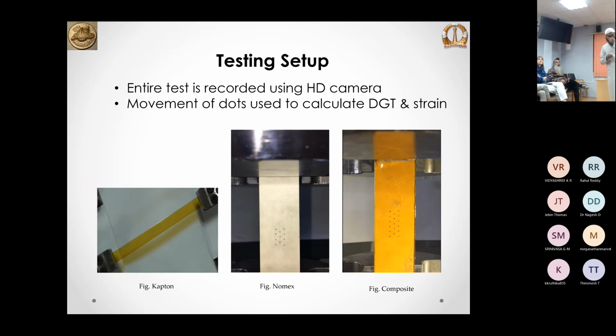So this is the test setup. The entire setup was recorded using a high definition camera, and we keep beads on the medium to measure the strains. So we use image processing of this experiment to calculate the deformation gradient tensor, because we are calculating the strain finally, and it is going to be nonlinear. So our aim is to calculate the deformation gradient tensor.